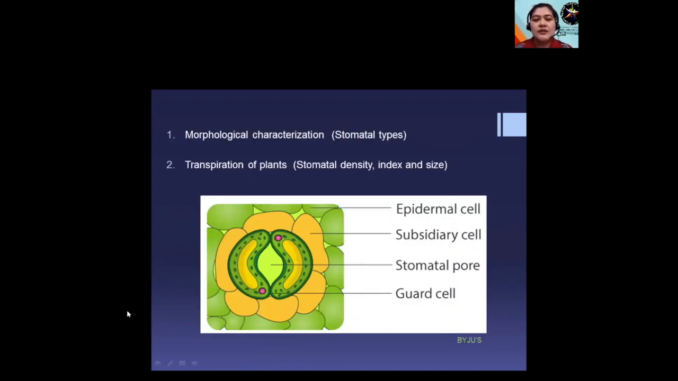So what are we going to study with regards to stomata? So morphological muna yung una, tulad ng sinabi natin. And yung pangalawa would be this one, stomatal density, index, and size. And all of which would be discussed in terms of the transpiration of your particular plant. Okay, so let's just review what is the stomata.